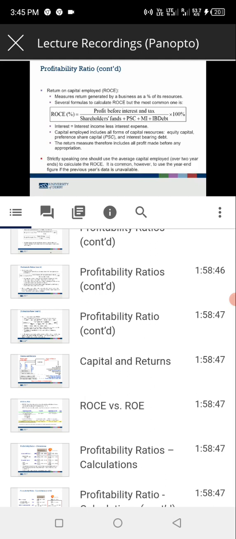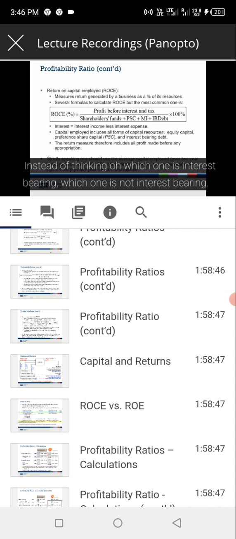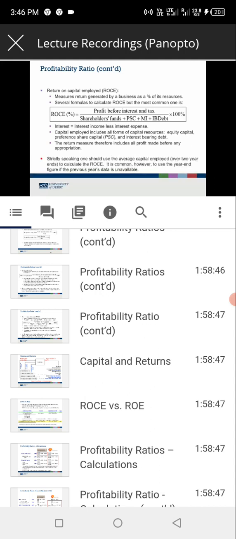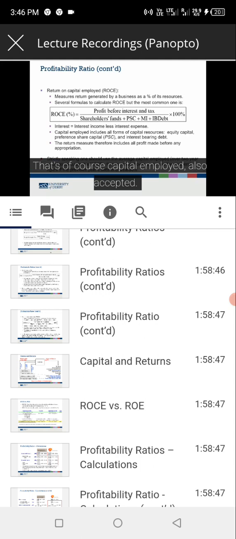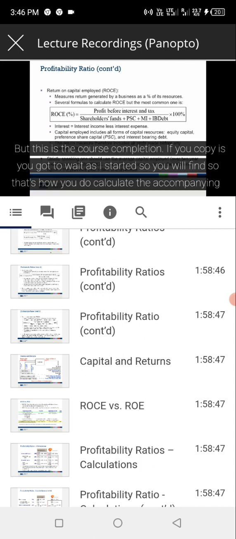Instead of thinking about which one is interest bearing and which one is not interest bearing, just take your total assets minus current liabilities. That's your capital employed. It's also acceptable, but this is the correct calculation. If you calculate it that way, it's acceptable.